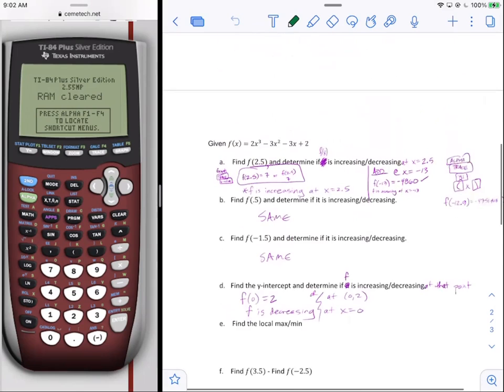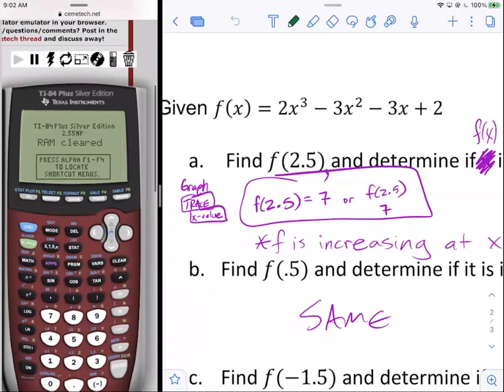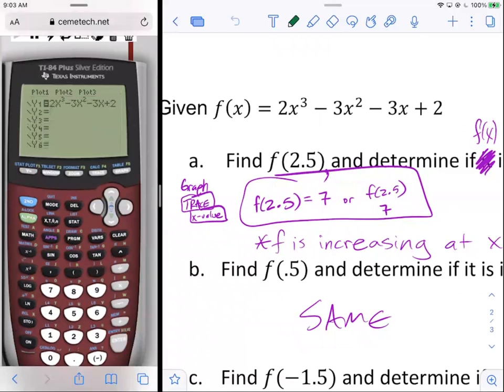So whenever you reset your calculator, unfortunately, you got to retype in the equation. So that's the first thing I want to do. We're still working with this polynomial. So 2x caret 3, click to the right, minus 3x squared minus 3x plus 2. Okay, so I got it in y1.